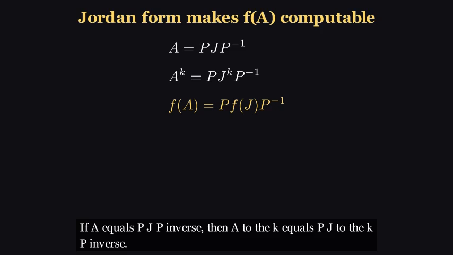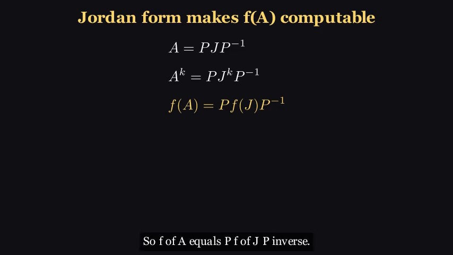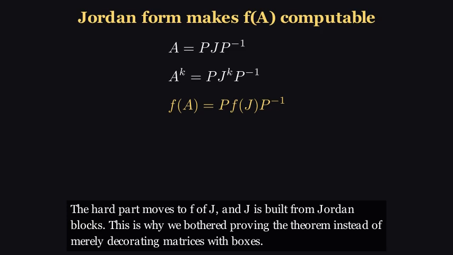If A equals PJP inverse, then A to the k equals PJ to the kP inverse. So f of A equals P f of J P inverse. The hard part moves to f of J. And J is built from Jordan blocks. This is why we bothered proving the theorem instead of merely decorating matrices with boxes.